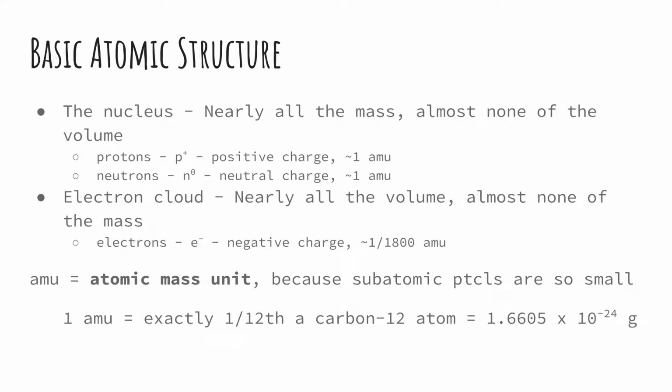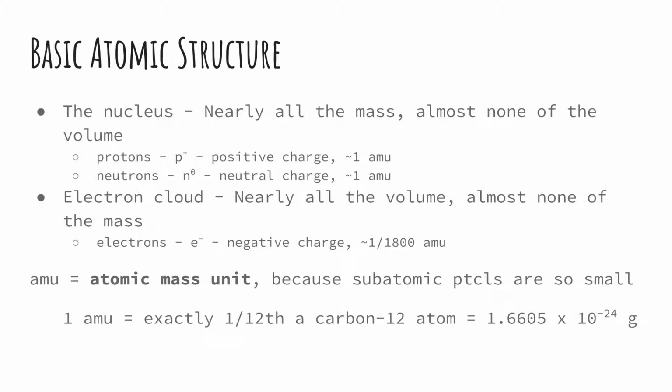So, basic atomic structure. The nucleus has nearly all the mass of the atom, almost none of the volume. It contains the protons and neutrons. Proton, P+, has positive charge and about 1 atomic mass unit of mass. Neutron, neutral charge, 0, about 1 atomic mass unit. The nucleus is surrounded by a cloud of electrons that has nearly all the volume, almost none of the mass of the atom. And of course, electrons have negative charge and a weight of about 1/1800th of an atomic mass unit.